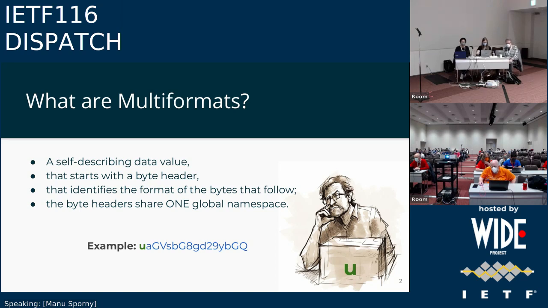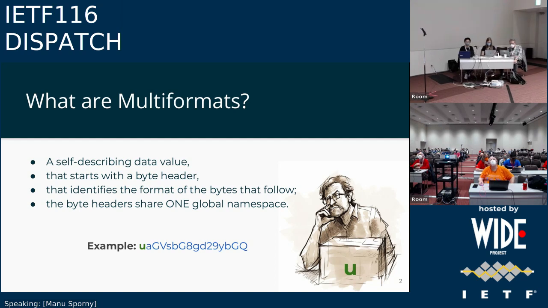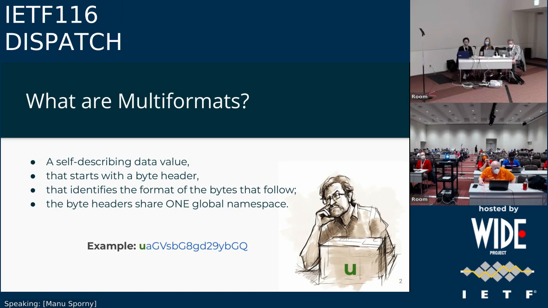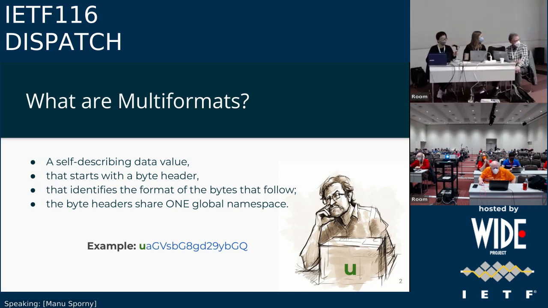Effectively, it's just a data value, right? It's a self-describing data value. So by looking at the data value, you kind of know what the data value is about. A multi-format always starts with a byte header of some kind. So it's a string of bytes. It's got a header on it, and that header tells you what the rest of the bytes mean. The header effectively shares all of these kind of names. The multi-format names share one global namespace. So if something's a multi-format, you can differentiate it from all the other types of multi-formats.